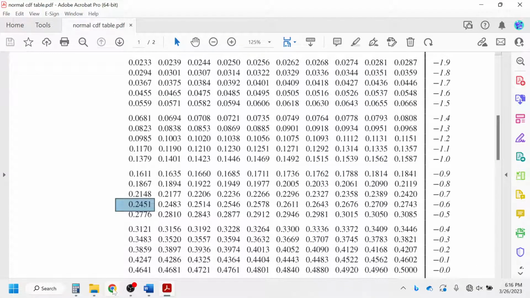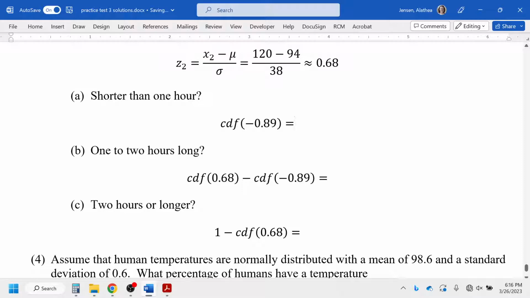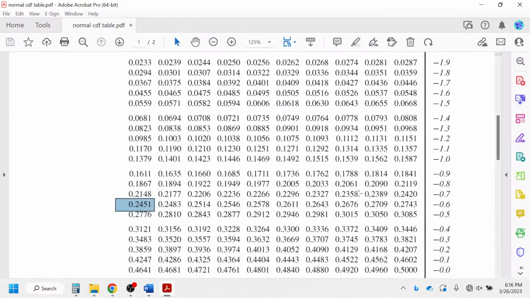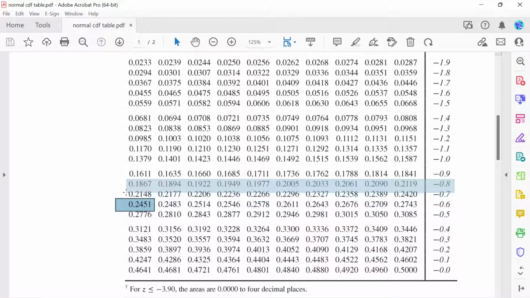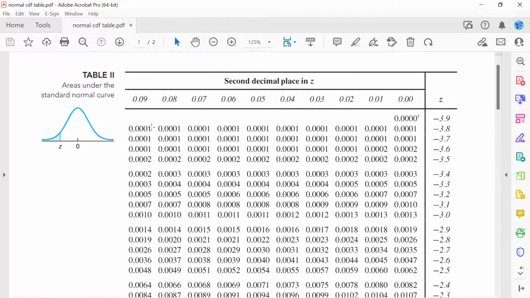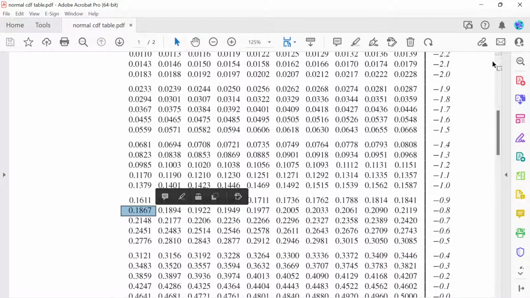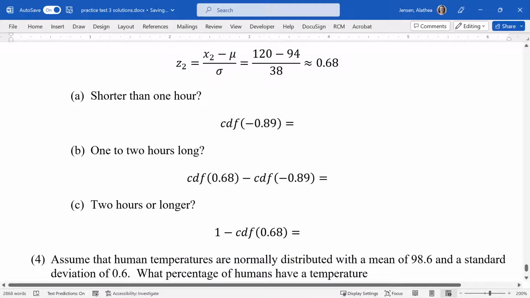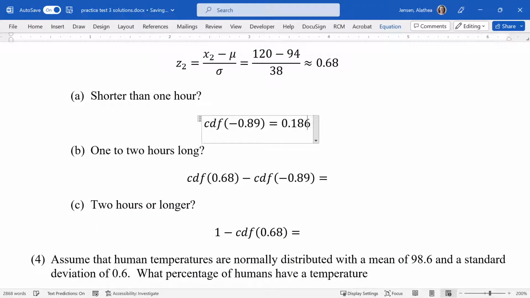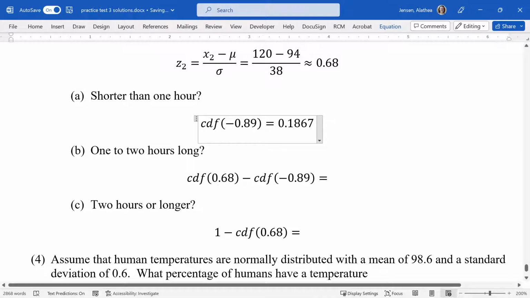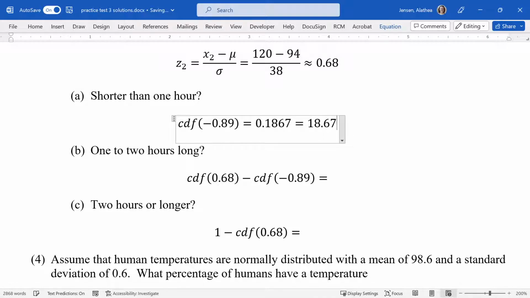I'll show you one more time. Negative 0.89: we go to the negative side, negative 0.8, and the second decimal was 9, so we are looking in this column right here, with the leftmost column being the row. That's going to be 0.1867. If you want, you can convert to a percentage or leave it as a decimal. I don't really care.